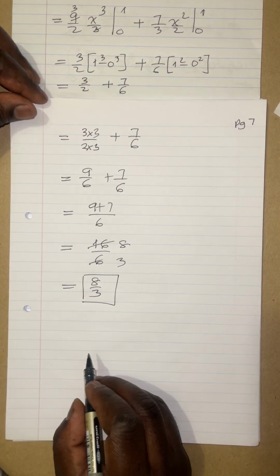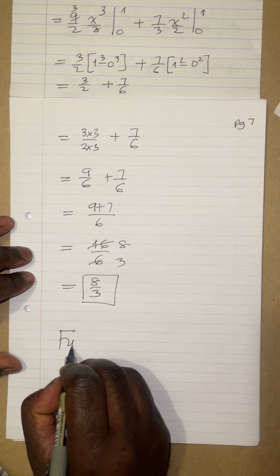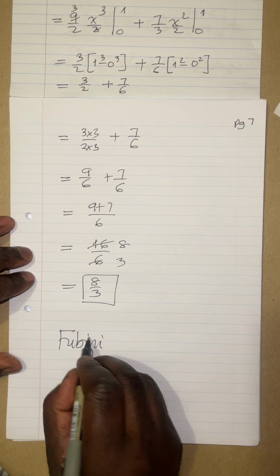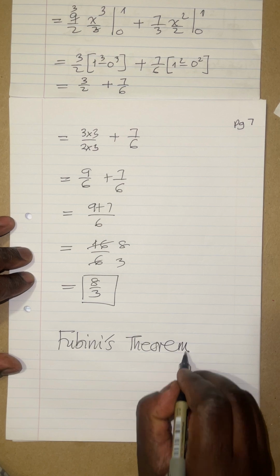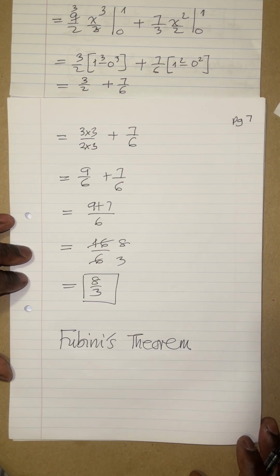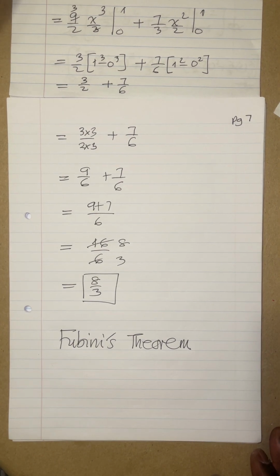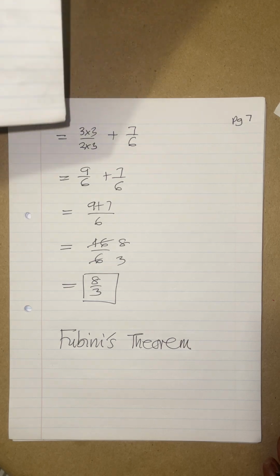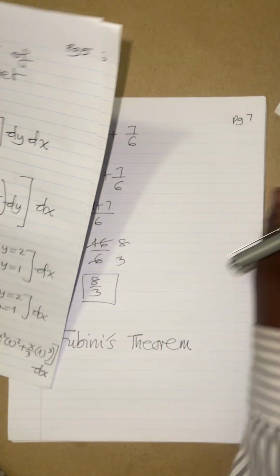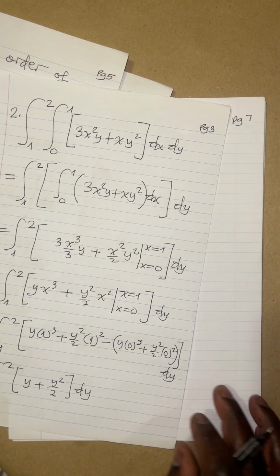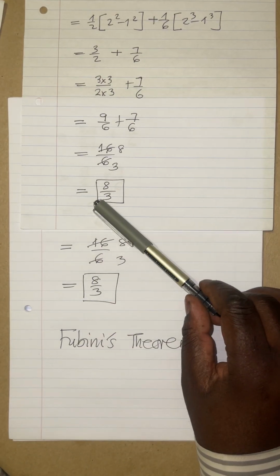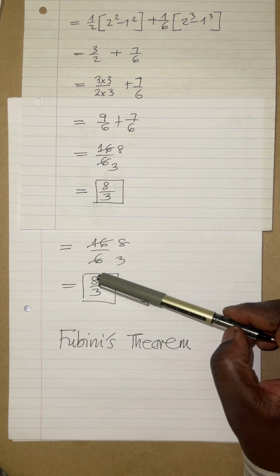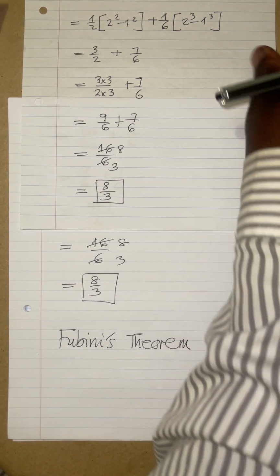So this confirms Fubini's theorem, which basically says that the order of integration doesn't matter as long as the two functions are integrable on the indicated region. Right, so remember our approach in what we got here is what we got earlier on. Integrating x first, we got this. Integrating y first, we got this. So same result.